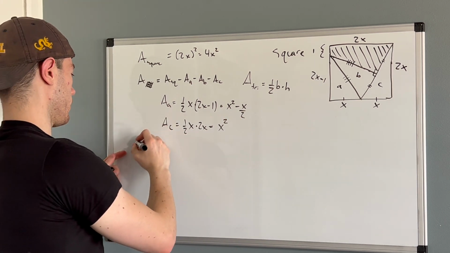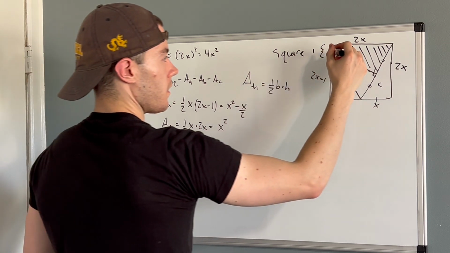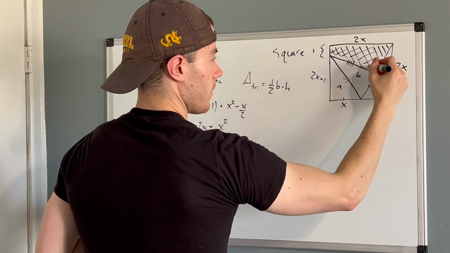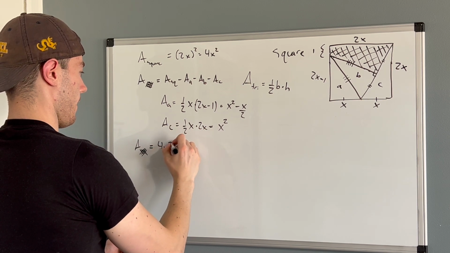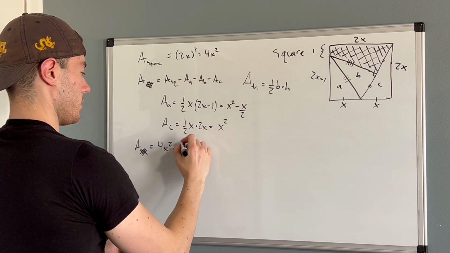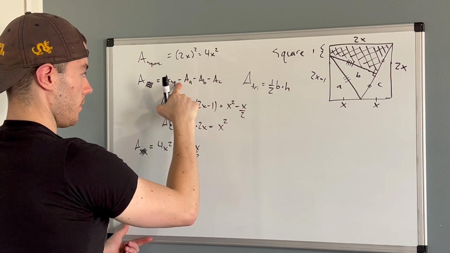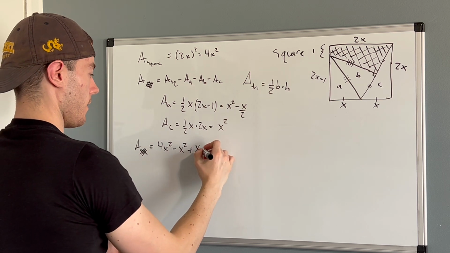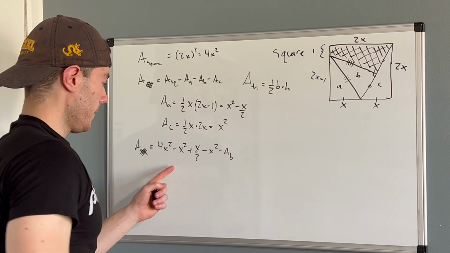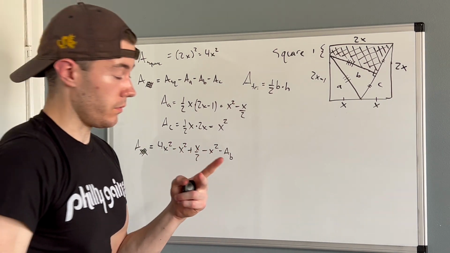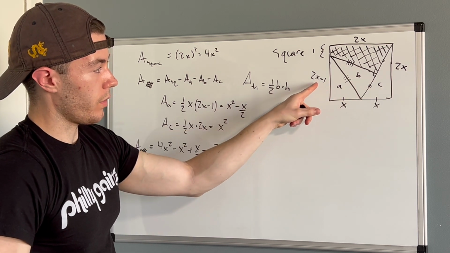Let's plug them into the total area. The shaded area is equal to 4x squared minus x squared plus x over 2, because this minus sign distributes to each term, minus x squared minus area of B. So there are only two things we need to do now. It's to find the area of this triangle B and to figure out what x is.